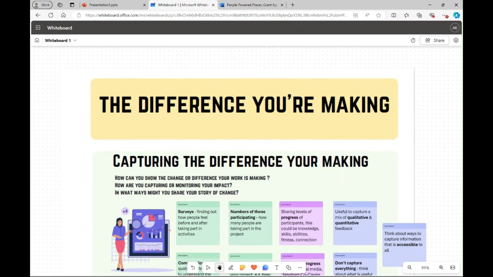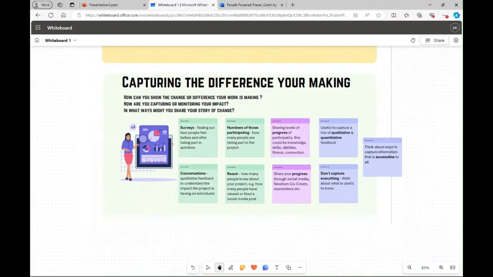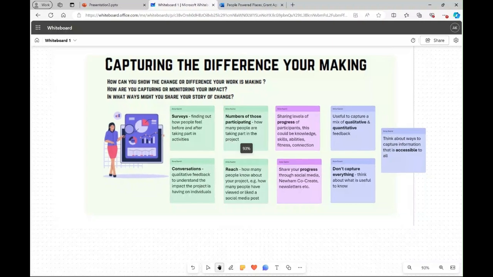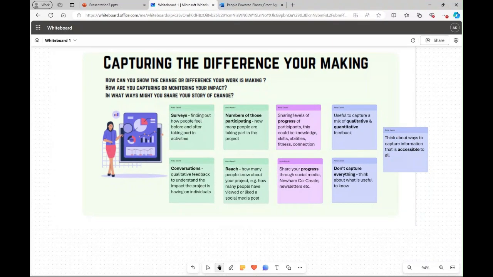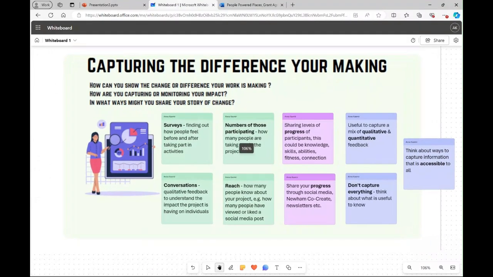So moving on, thinking about capturing the difference you are making. How can you show the difference or change that your work is making? How are you capturing or monitoring your impact? And in what ways might you share the story of change? We were thinking about different ways of doing this.